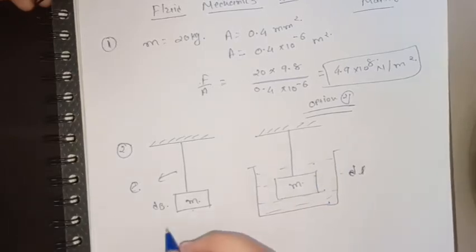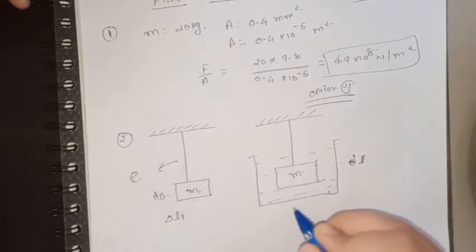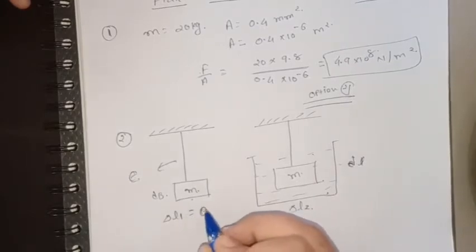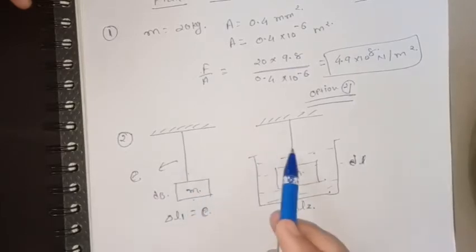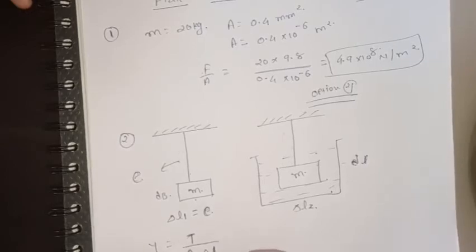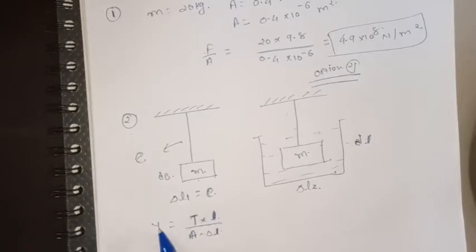The elongation can be given as delta L1 in first case and delta L2 in second case. Delta L1 is given E in this case. As the string remains same, the Young's modulus in both the case will be same. Y can be written as tension force divided by cross-sectional area divided by delta L by L. Here, for this case, the Young's modulus, cross-sectional area and length of string will remain constant.